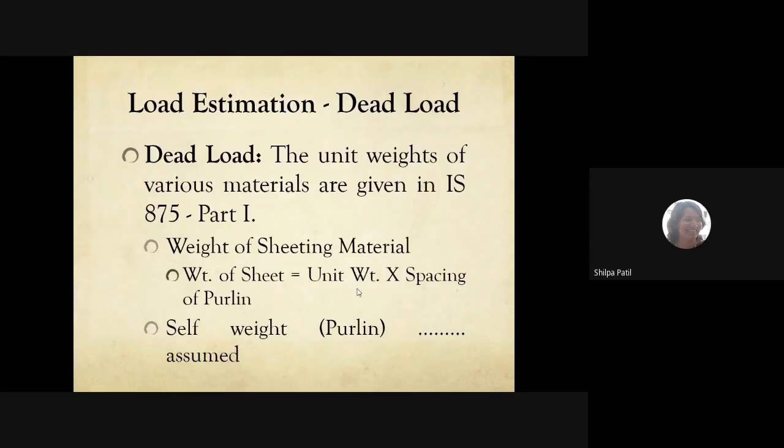What is the unit for unit weight? Unit weight is kilonewton per meter cube. Correct. Unit weight is in kilonewton per meter cube.